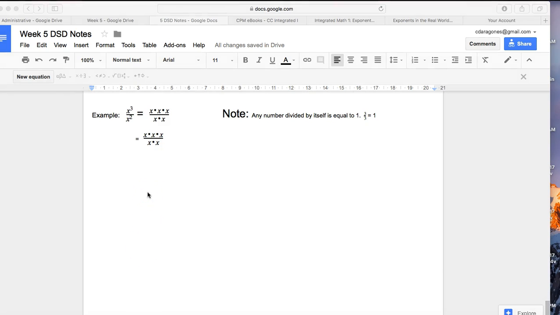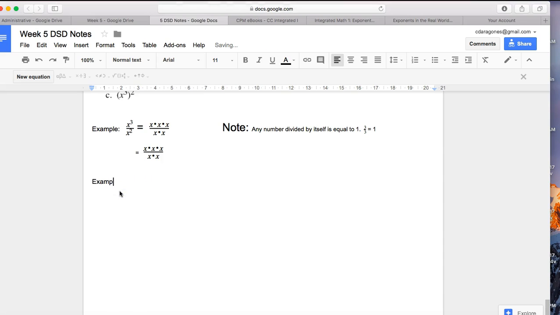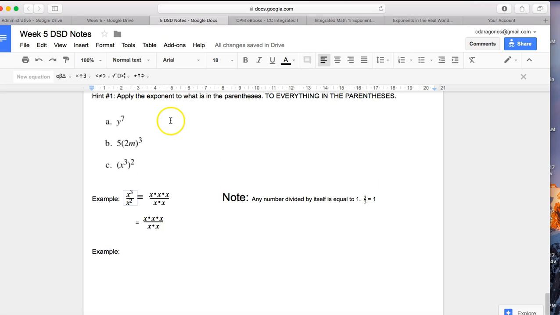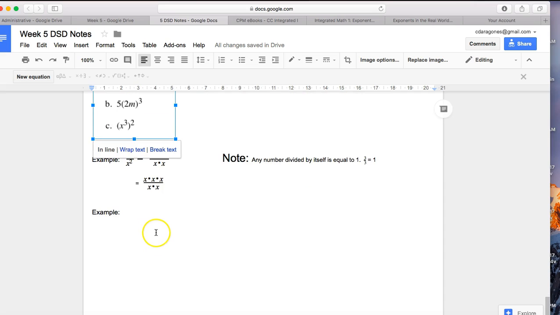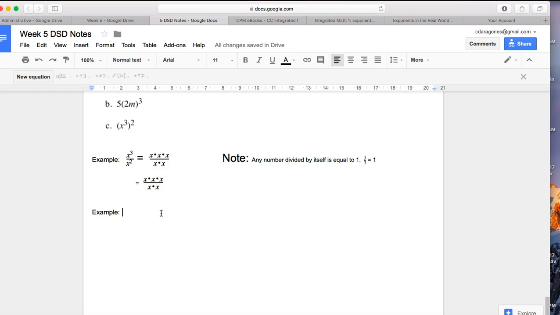So another example we can do is with different variables. I've been using the variable x so far, but you can see here we have a variable m, we have a variable y. We can use any letter of the alphabet as a variable. It doesn't have to be x. It just represents some number that is not determined yet. Okay, so let me do another example. Let's say I do something like 5x squared times y to the 6th over x to the fifth times y squared.